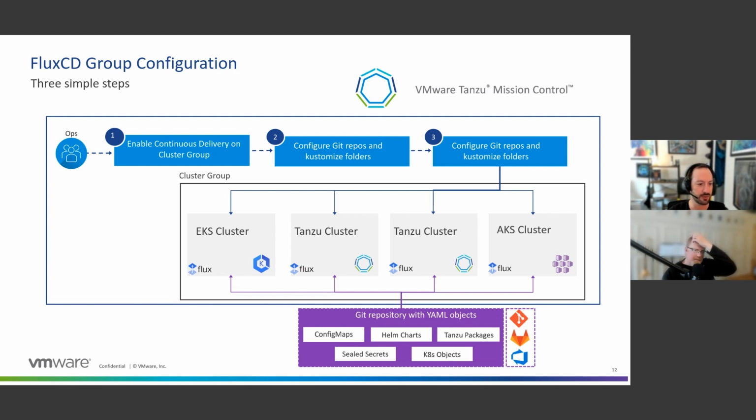Second, you configure your Git repos and your various, looks like I have a typo here. So number 2 is configuring Git repos, and number 3 is configuring your kustomize folders. And once you do that, all those configurations are then translated down to all the clusters within that group, right? So as you can see in my example, it can be EKS clusters, it can be Tanzu clusters, AKS, doesn't quite matter. As long as they're in the group, they will receive those configurations. And then those clusters pull all of that information from the purple Git repository on the bottom of the screen.